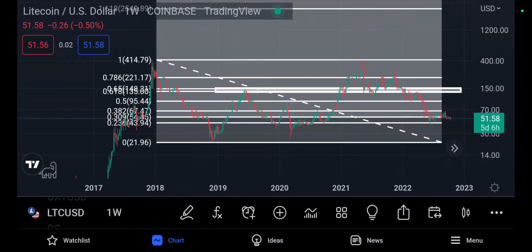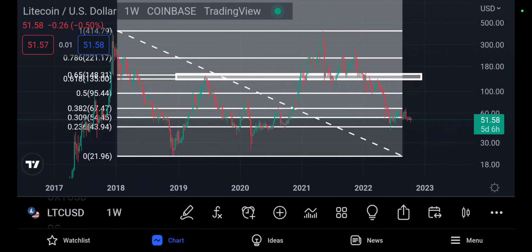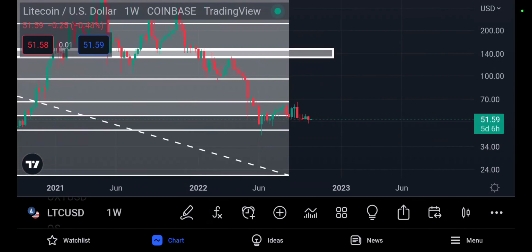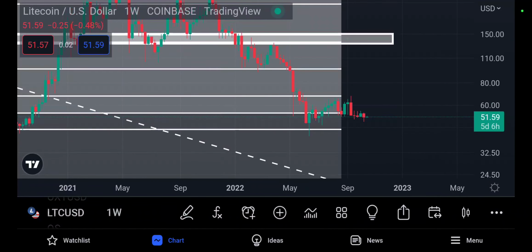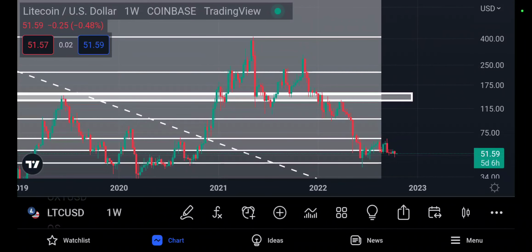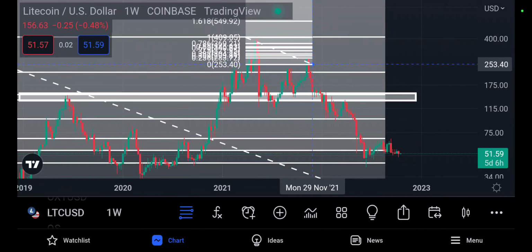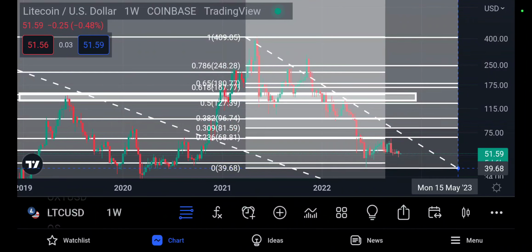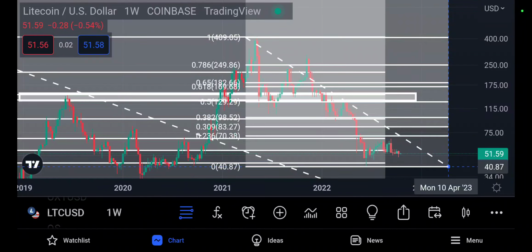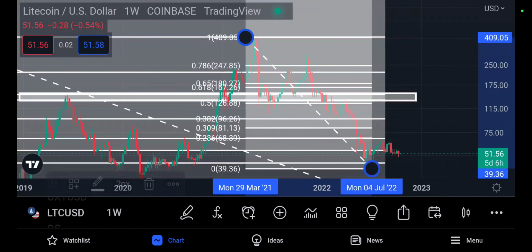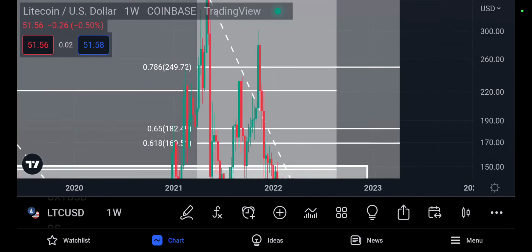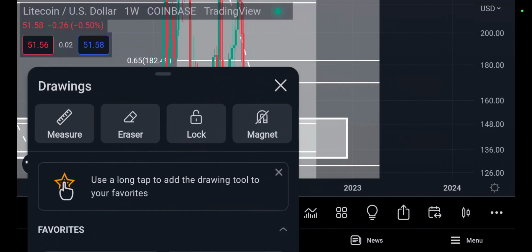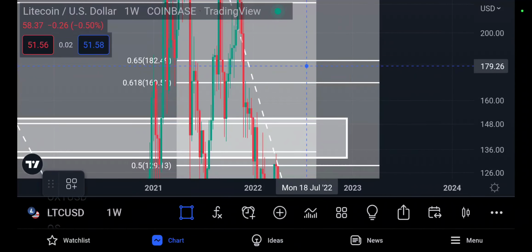Now we have the current price at $51, right? What I would do next from here is take a Fibonacci retracement from this top to this bottom, down here back in June, and do the same thing. Mark where the 0.618 fib is.